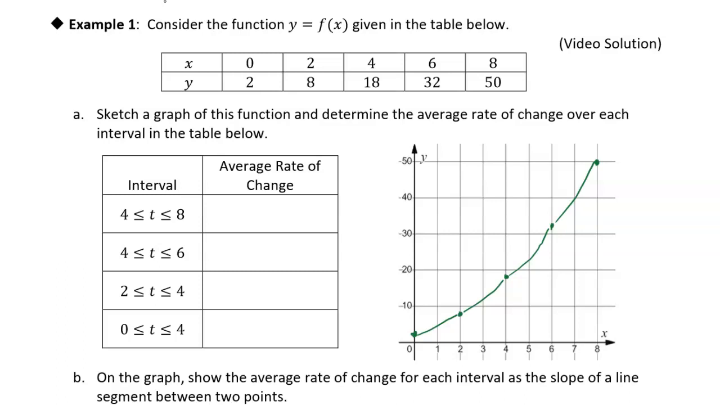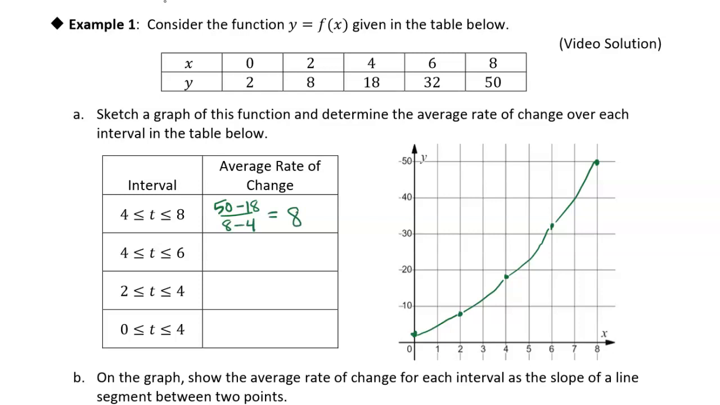So let's go ahead and calculate the average rates of change over these intervals. So the first interval is from 4 to 8. So we're going to do f at 8, which is 50, minus f at 4, which is 18, and then we're going to divide by 8 minus 4. So when I do that, I get 8.